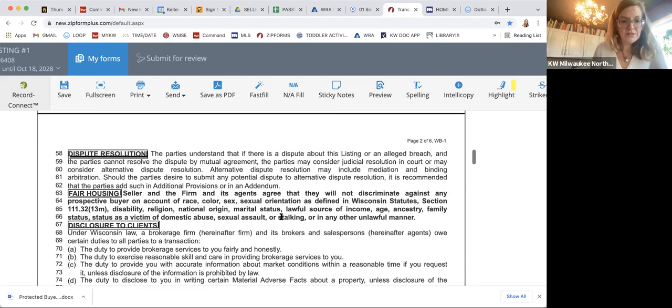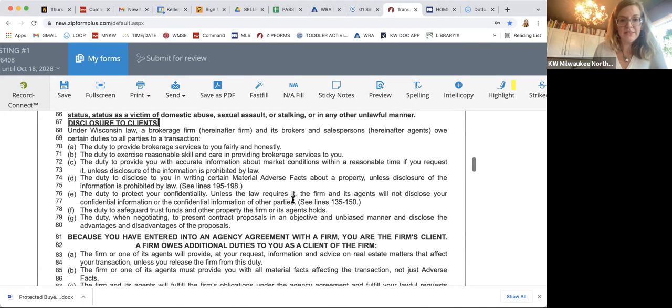So duties to clients and customers. We're at lines 67 through 80. Duty to provide brokerage services to you fairly and honestly, duty to exercise reasonable skill and care, and disclose to you any written certain material adverse facts about a property, duty to protect your confidentiality, duty to safeguard your funds, and duty when negotiating to present contract proposals in an objective manner.